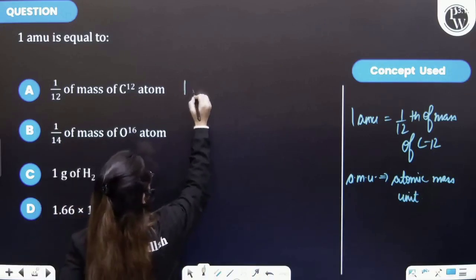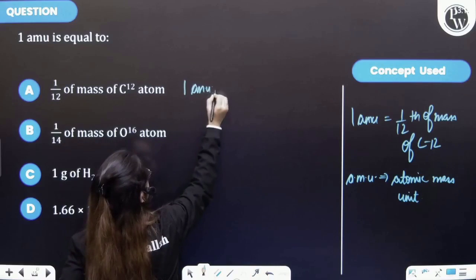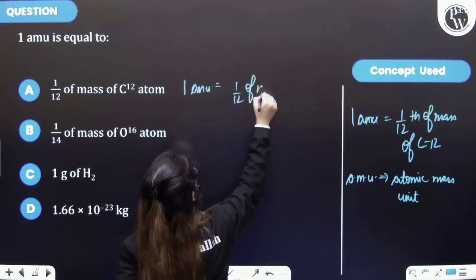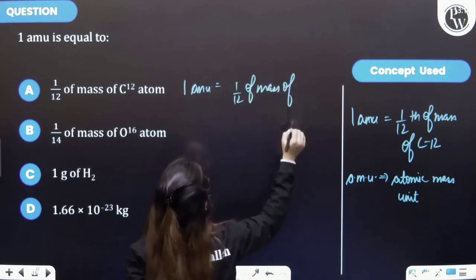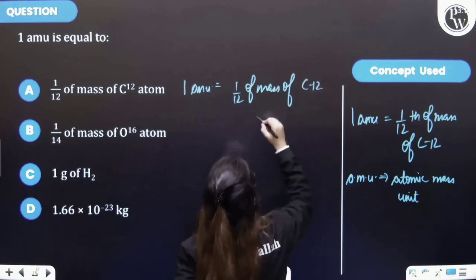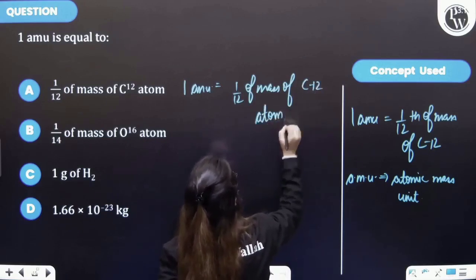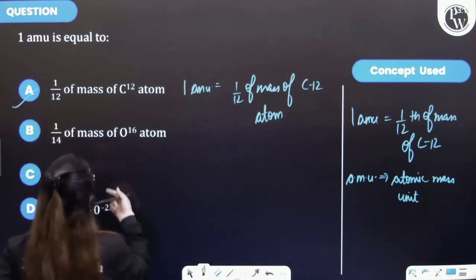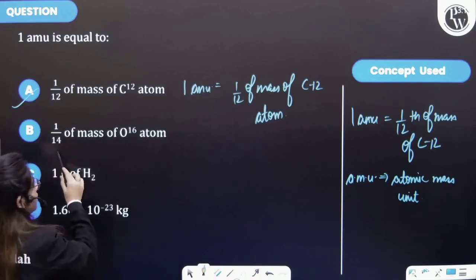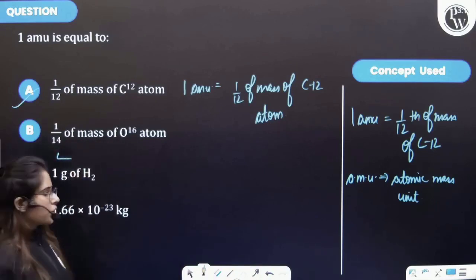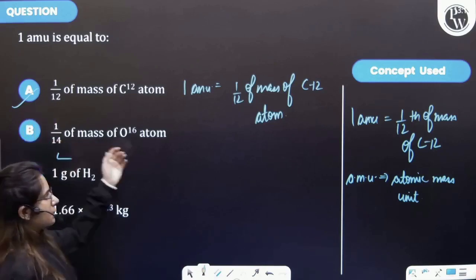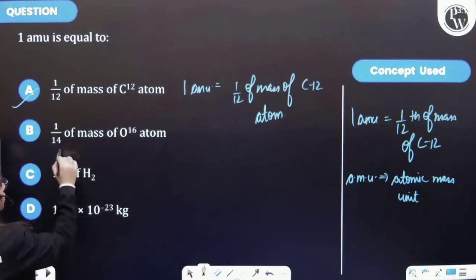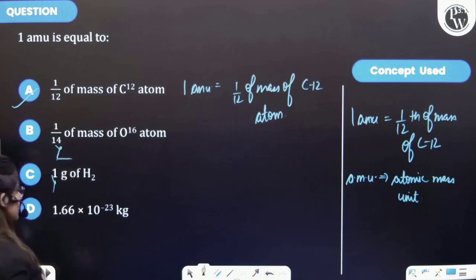So 1 AMU is 1/12 of mass of C12 atom, right? So we have come to know the answer first is correct. But let's talk about these as well. 1/14 of mass of oxygen 16 atom. No. क्योंकि हमने किसके रिस्पेक्ट में लिया था? It was to the respect of carbon 12 atom. Then 1 gram hydrogen. No, this is also wrong. And this last, let's talk about.